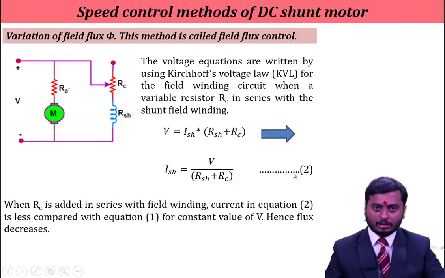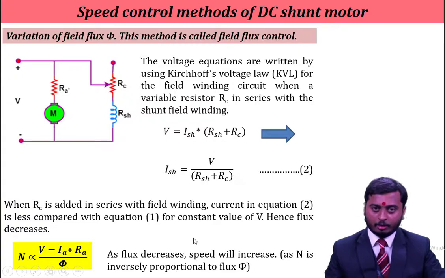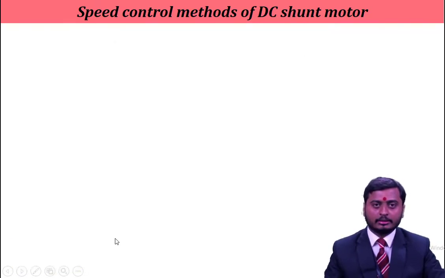So now if you observe these two equations of current, that is shunt field current, you will observe that after connecting your external resistance RC in series with RSH, by keeping your voltage constant, the value of ISH is going to decrease. As the value of ISH decreases, obviously your field, that is our flux phi, is also going to decrease, and as phi, that is flux, decreases, your speed will increase. So this is the relation that we obtain from this formula. As phi decreases, your N is also going to increase.